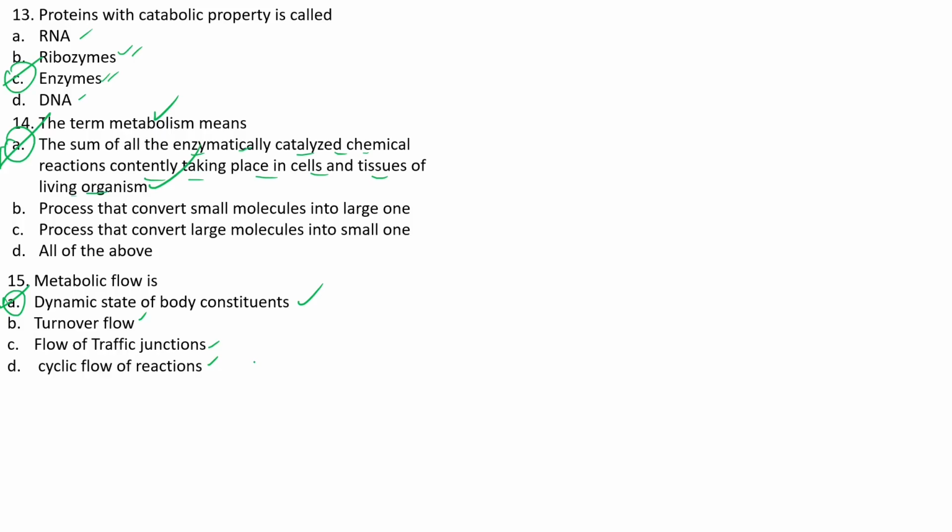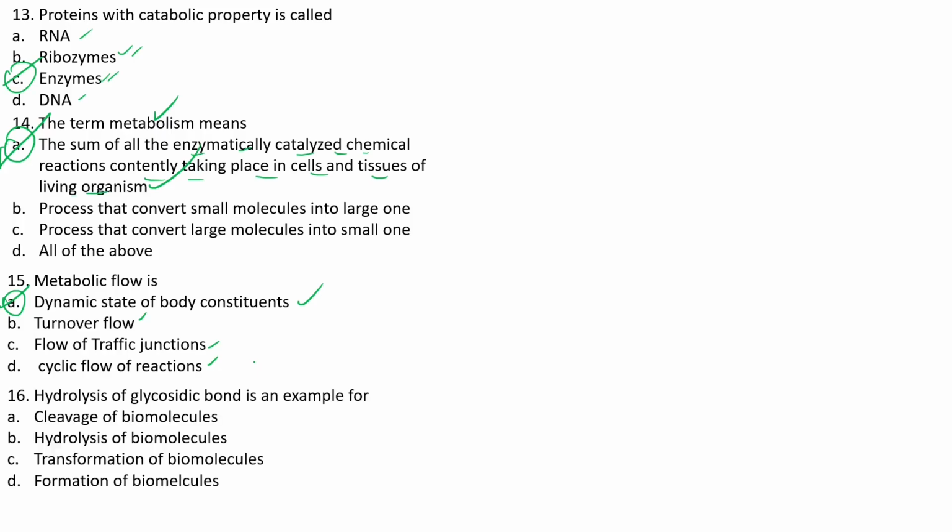of the pathway, right? And this metabolic flow, the ability of the molecules moving from one kind of metabolic reaction or pathway to another, is called a steady state, ready state to do the metabolism, also called the dynamic state of body constituents. Exactly. Okay, so A is going to be our answer over here.